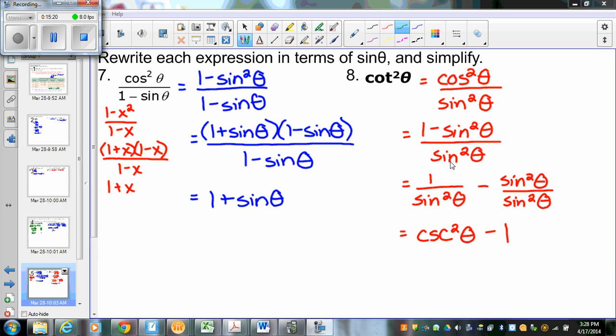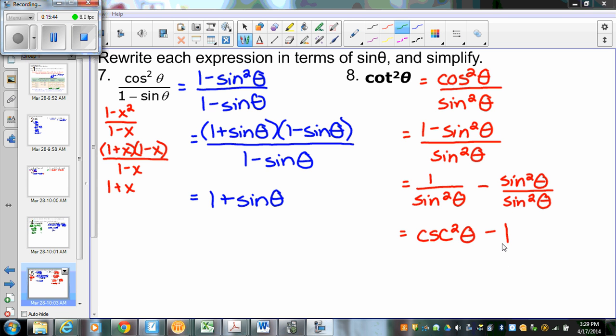So since I only had one term in my denominator, I decided to split the two pieces of my numerator into separate fractions. I wrote it as 1 over sine squared minus sine squared over sine squared. So then 1 over sine squared is just cosecant squared, and sine squared over sine squared is equal to 1.